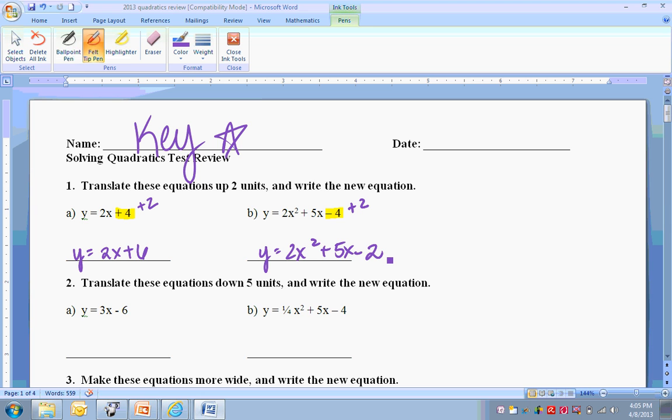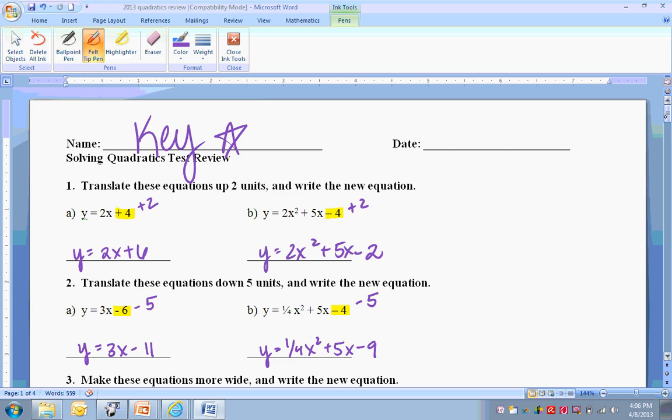Alrighty, so that's just what we're going to do there. Now let's take a look at translating these equations down 5 units. And the way we're going to do it is we're still going to look at our constant terms, the ones with no variable, and we need to go ahead and subtract 5 units this time since we're moving down 5. So anytime you're moving down, you're going to subtract however many units you're moving down, and whenever you're moving up, you're going to add the number of units you're moving up. So this becomes y equals 3x minus 11, and then part B becomes y equals 1/4 x squared plus 5x minus 9.